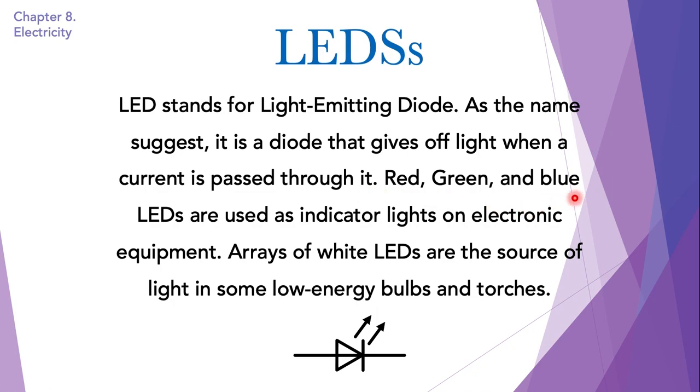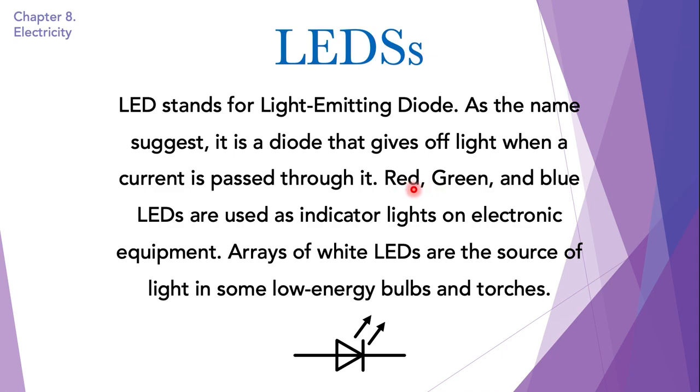So red, green and blue LEDs are used as indicator lights on electronic equipment. You may have seen it in a remote control. When we are controlling the remote, there is a small red light coming out from one end of the remote. This is an LED. It is an indicator light.